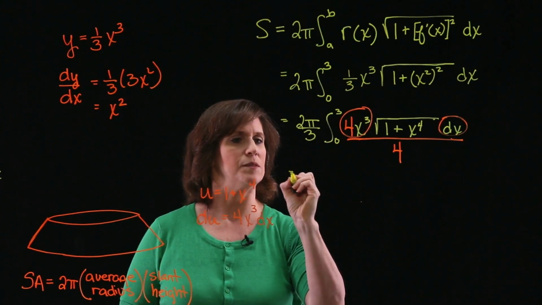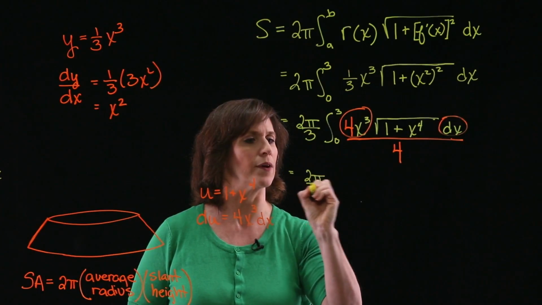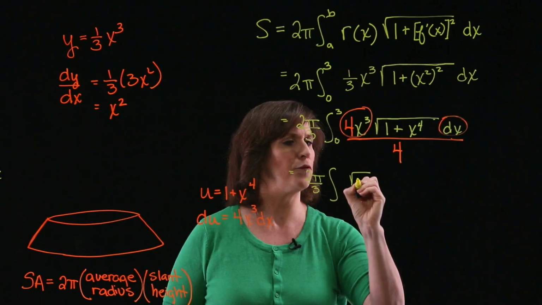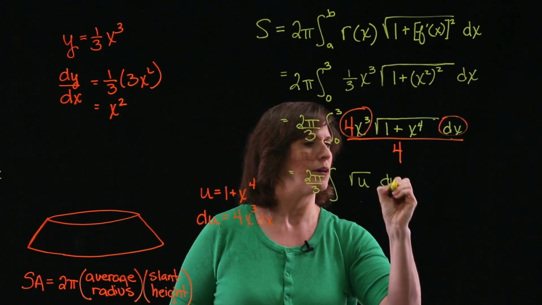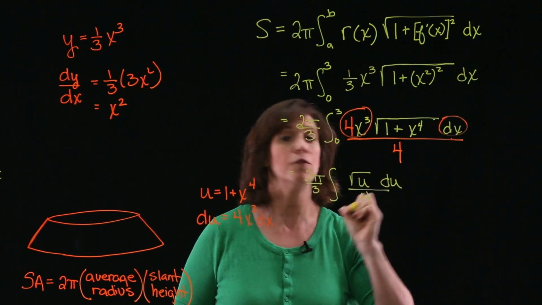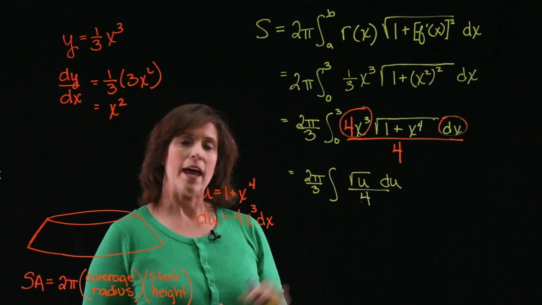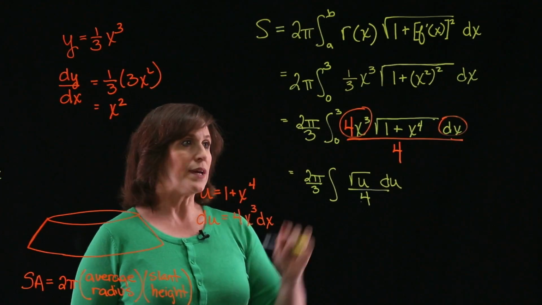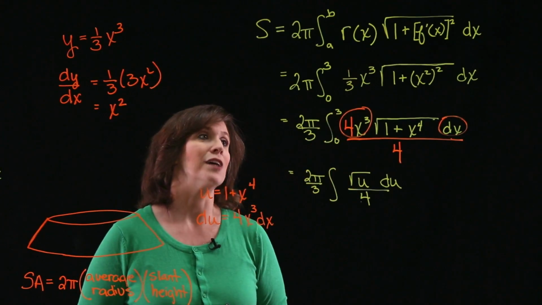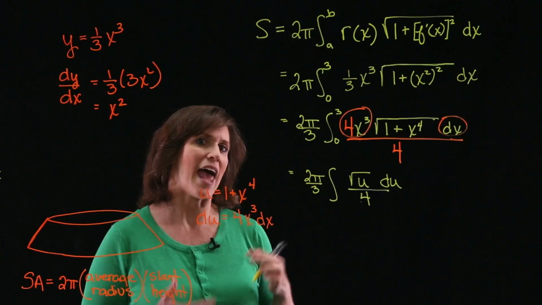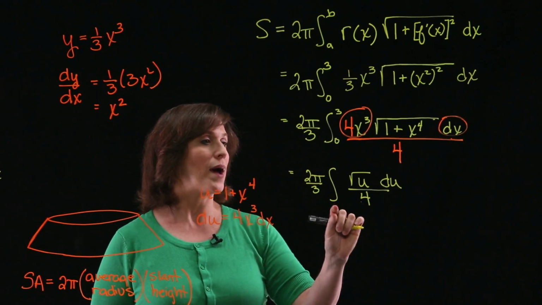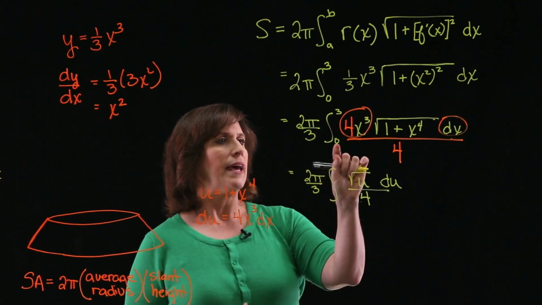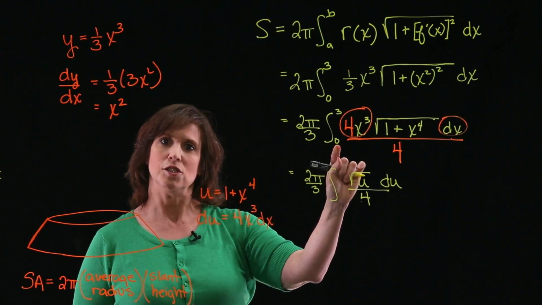Okay, so let's see what that leaves me with. I've got 2 pi over 3. I've got my integral. And I've got the square root of u du all over 4. If you notice, for a moment here, I've left these limits of integration empty. The reason is that the 0 and the 3 correspond to x values. I have now changed everything over to u values, so I need my limits of integration to correspond to u values. Well, if x equals 0, what does u equal?